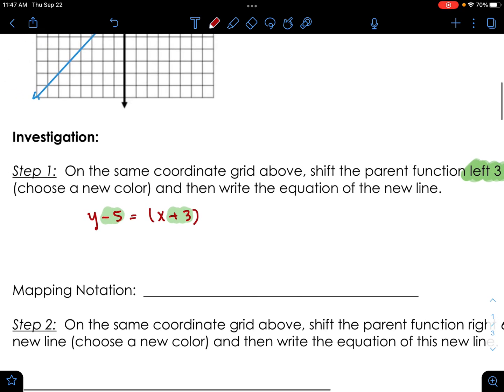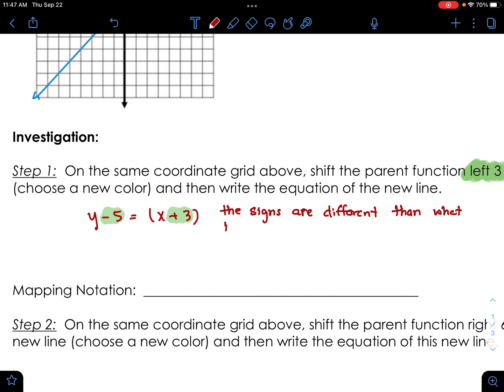And so what you'll notice is that the signs here are different than what is happening. What I mean by that is, if I told you that a graph is moving to the left 3 units, you would probably think that it would say something like x minus 3, because if you go left, those are negative numbers. If I told you that a graph is moving up 5, you might think that it should say y plus 5, because your y value is going up 5 units. You would be adding 5 to that.